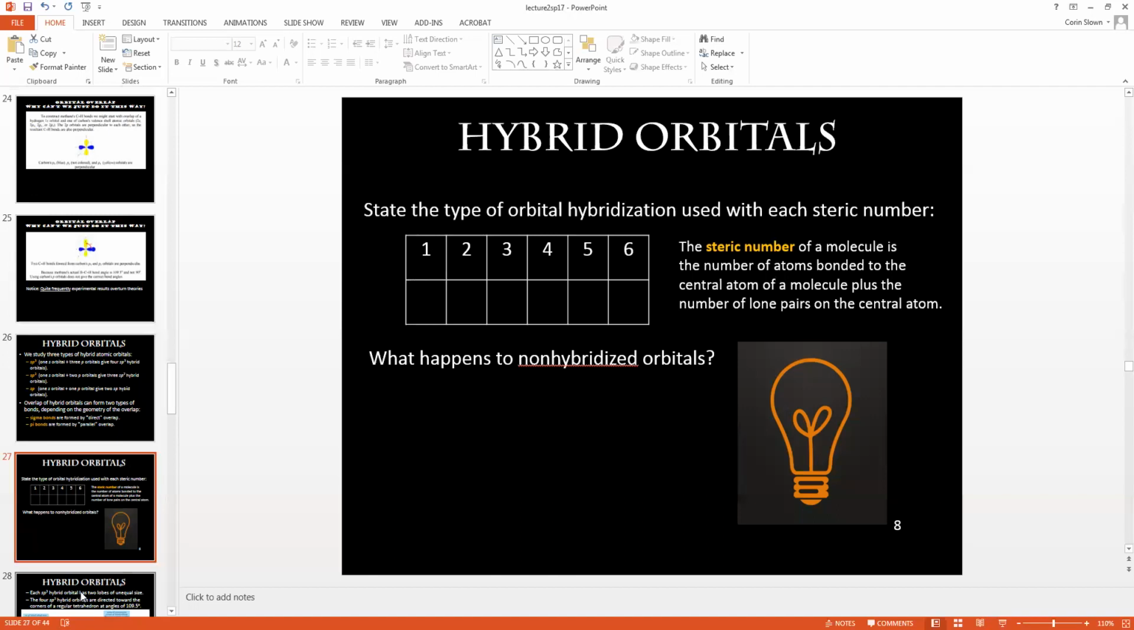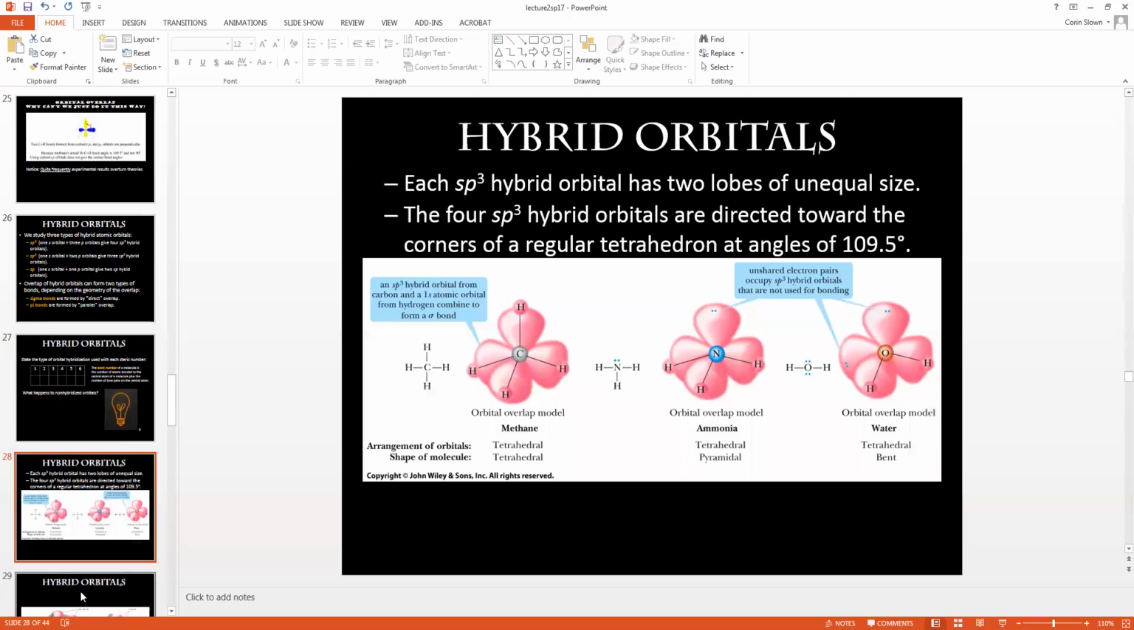What do you think happens to non-hybridized orbitals? Again, if you need a moment, take a pause. Each sp3 hybrid orbital has two lobes of unequal size. The four sp3 hybrid orbitals are directed towards the corners of a regular tetrahedron at angles of 109.5.